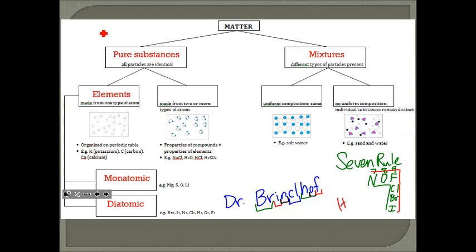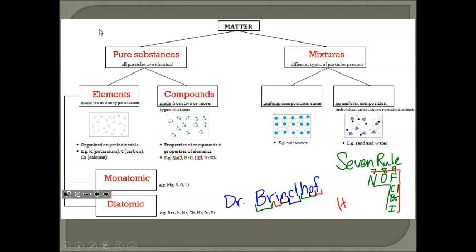Okay? So there's that possibility when you get your periodic tables. If you're more of a visual spatial thinker, this way might be better for you. If you're more of a wordy person, you might like the Dr. Brinkelhoff version to have how to memorize them. Because there's only 7. The rest of the table is all monatomic, single atom elements. Okay? So keep that in mind.